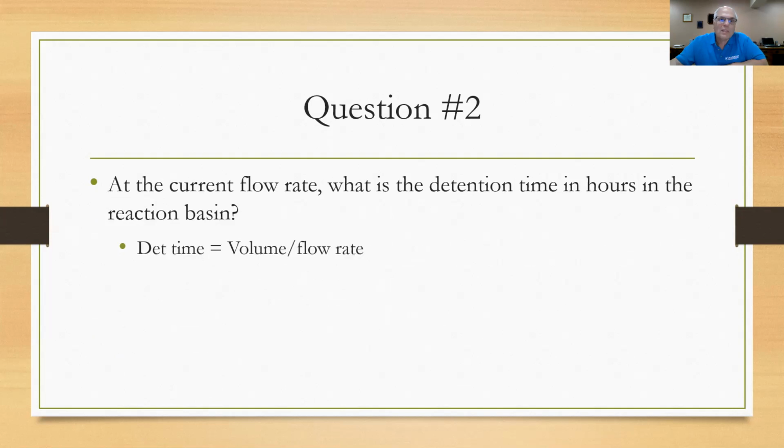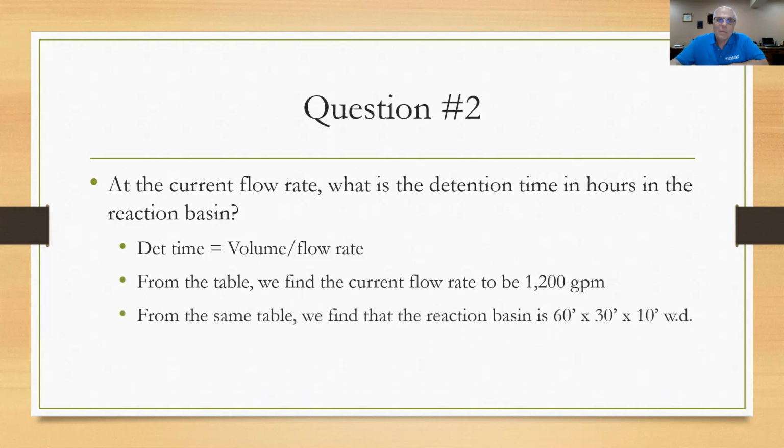So I'm going to remember that the detention time formula is always the volume divided by the flow rate. So we're going to take the volume of the water in the basin divided by the rate of the water flowing through it. And from that table, we find that the current flow rate is 1,200 gallons per minute. So from the table, we see that the dimensions of the reaction basin were 60 feet by 30 feet by a 10-foot water depth. If I multiply those together, multiply by 7.48, I get the gallons.